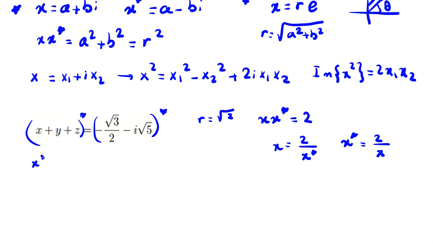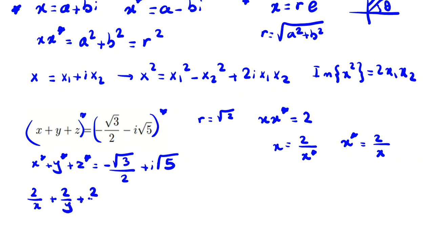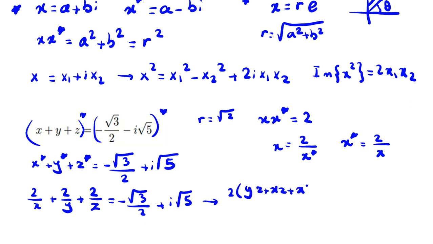x conjugate plus y conjugate plus z conjugate equals what? Negative root 3 over 2 plus i root 5. x conjugate is what? 2 over x plus 2 over y plus 2 over z equals negative root 3 over 2 plus i root 5. So here we can conclude what? 2 times (yz plus xz plus xy) all over xyz equals negative root 3 over 2 plus i root 5.